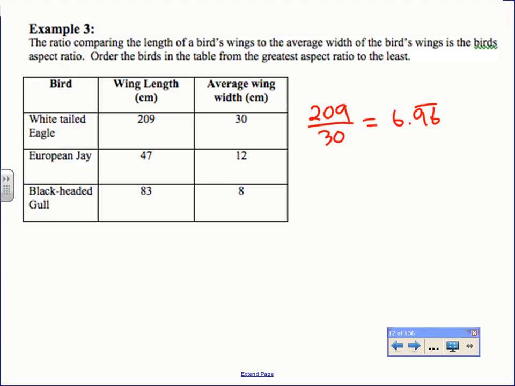Amberly, what is your ratio for the European Jay? 47. Good. What decimal is that? Did you change it to mixed numbers? No? Did you find common denominators? Okay. Abigail, what decimal is that? Good job. And the black-headed gull, go ahead, Gio. Just tell me what is the aspect ratio for the black-headed gull. Good job. I'll ask you what you did in a second. Who can tell us what the decimal is? Abigail? Good, 10.375. So here are our decimals.